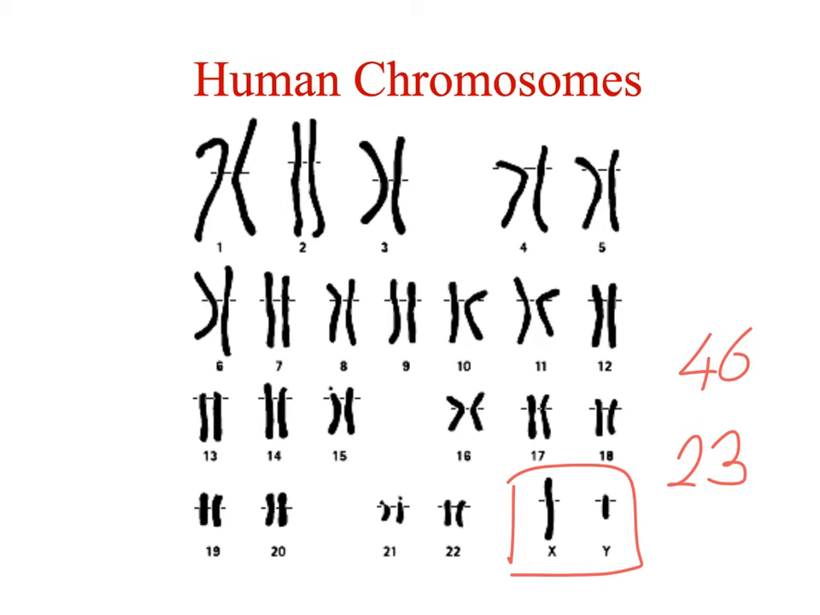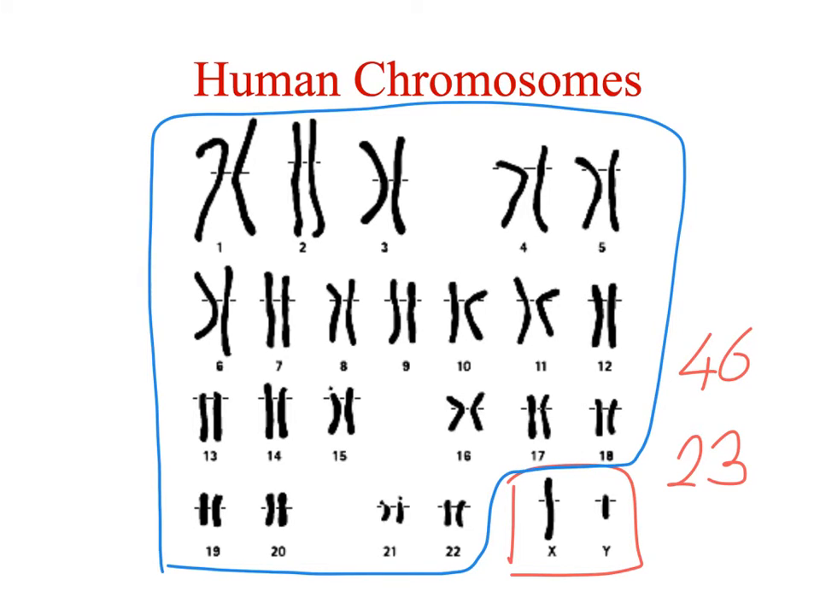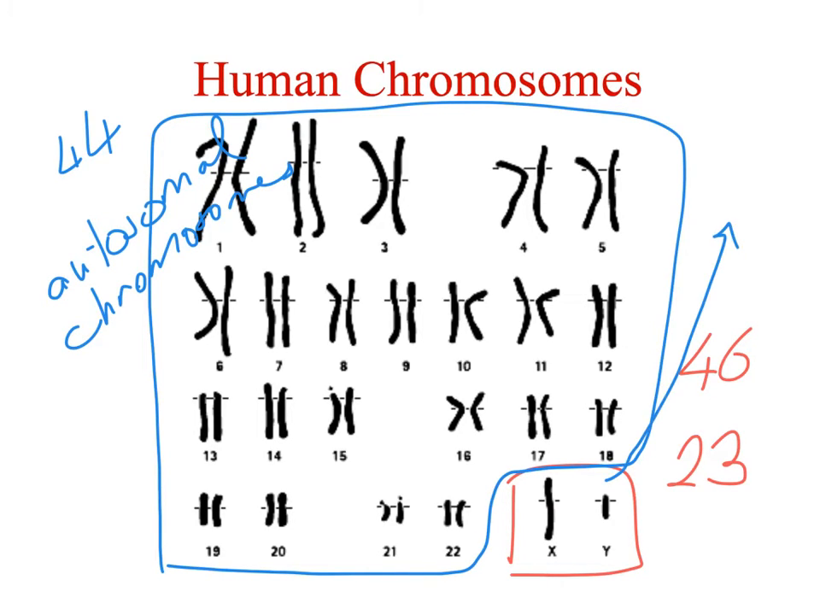These two are sex chromosomes. We call them gonosomes. But the other 44 are responsible for the body, responsible for other characteristics. These 44 chromosomes we call autosomal chromosomes. But these two we call X and Y, or for the female X and X, we call them sex chromosomes or gonosomal chromosomes.